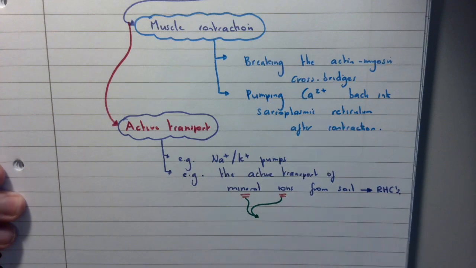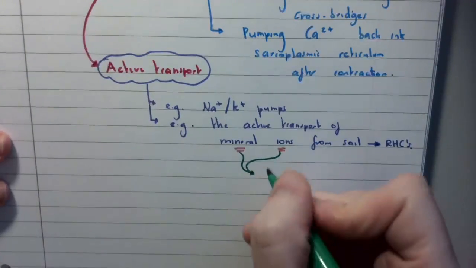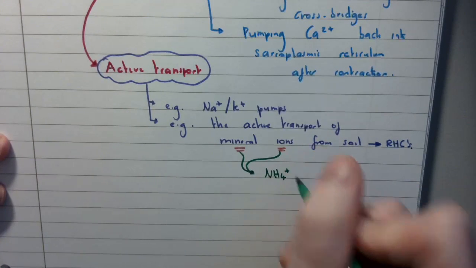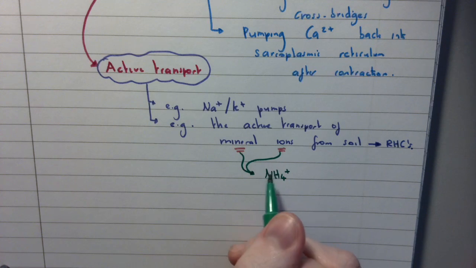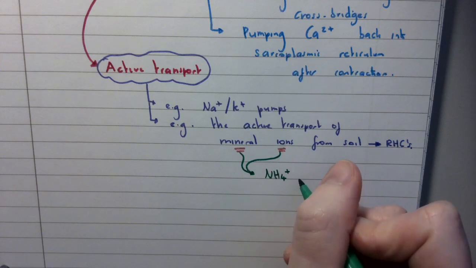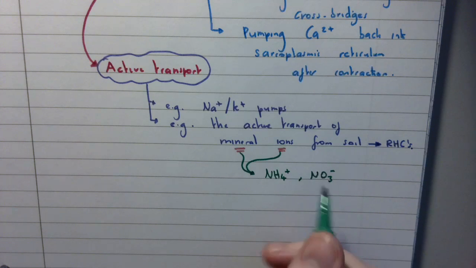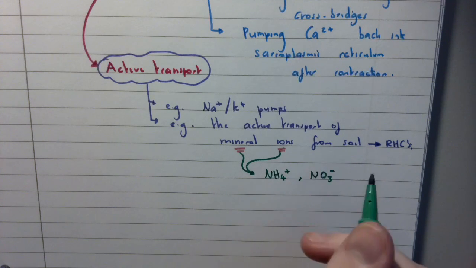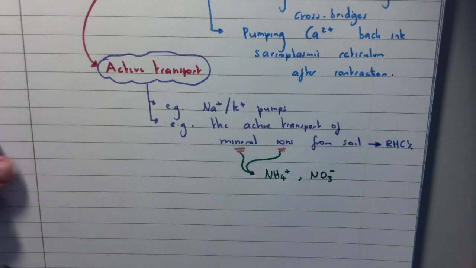So the mineral ions that plants take from the soil by active transport using the energy from the hydrolysis of ATP are NH4+, ammonium. So they need the nitrogen from this ion. They combine it with glucose to make amino acids. They can also take nitrogen in the form of NO3-, which is known as nitrate. And again, they combine the nitrogen with glucose to make amino acids. They can also use the nitrogen to make nucleic acids as well.